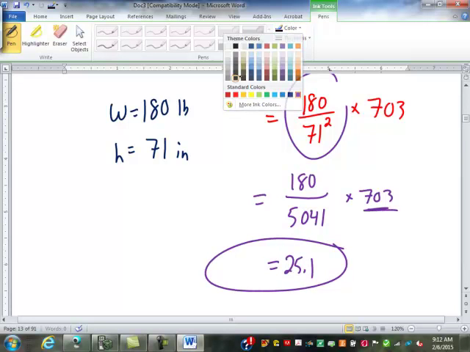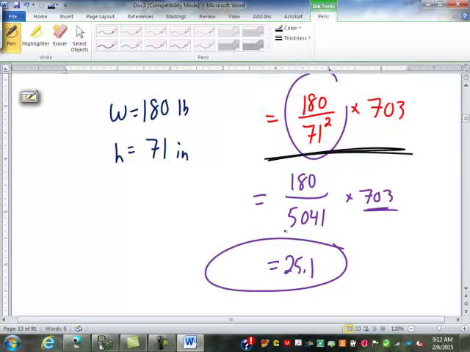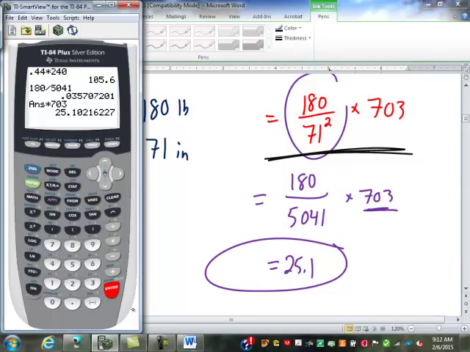Now, our calculators are capable of doing this all in one step. If I were actually calculating this, I would do it that way. I would just do 180 divided by 71, use the x squared key to square it, and then times 703. And I still get the same result. Any questions?